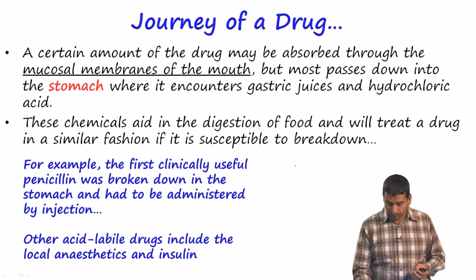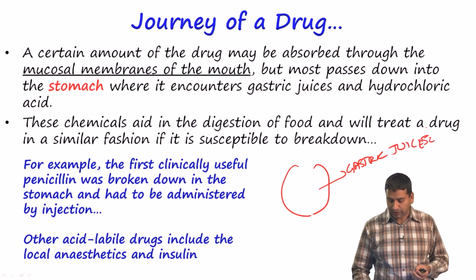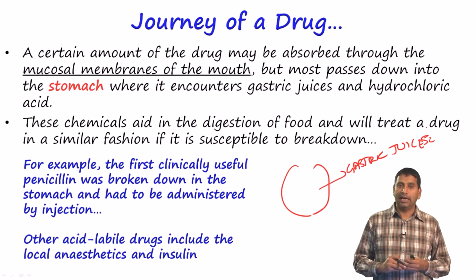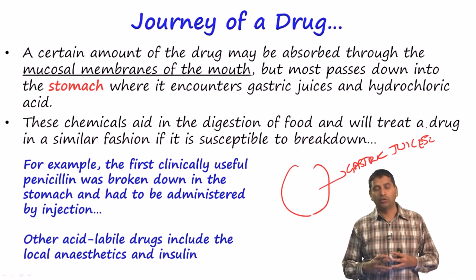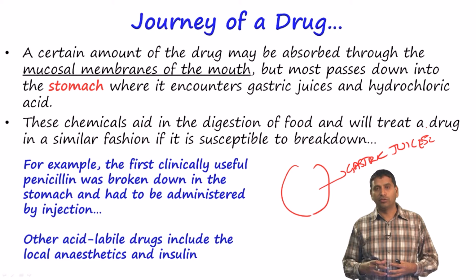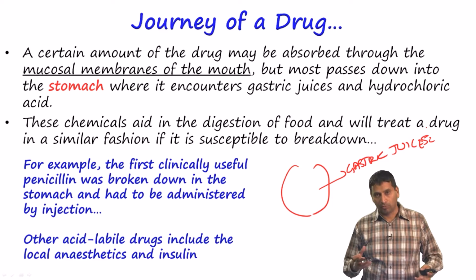In the stomach, as we know, there are gastric juices, whose pH is actually quite low, right, and the low pH is due to hydrochloric acid, and so this is going to make the environment quite acidic. The combination of gastric juice and hydrochloric acid helps with digestion of the food. So, the drug is also exposed to this environment. Similarly, it is also going to be broken down.